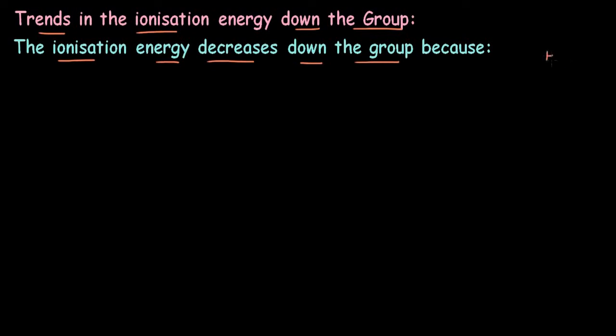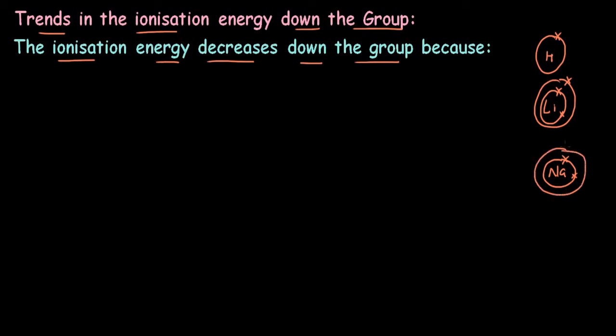But still, if we compare the ionization energy of hydrogen, we can see that there is only one electron in the outer shell of hydrogen, with only one shell. But lithium has two electrons in the first shell and one electron in the second shell. If we look at sodium, sodium has two electrons in the first shell. It has a fully filled second shell with 8 electrons, and it also has a third shell with 1 electron.